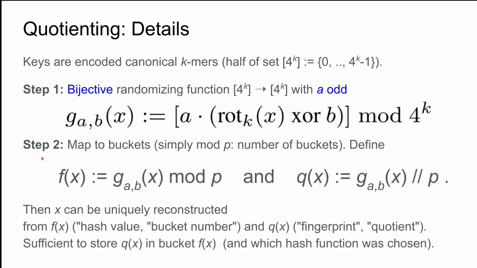Only in the second step we take the resulting value and take it modulo the number of buckets p to obtain the bucket address, and at the same time we take the result of the integer division by p, so the quotient. This has the effect that we can reconstruct the k-mer x from the bucket number f(x), so its address, and the resulting quotient. Now because we store x at address f(x), we have implicitly encoded a part of x in the bucket number, and we only need to store q(x), the quotient, explicitly. And this is where we save a number of bits.